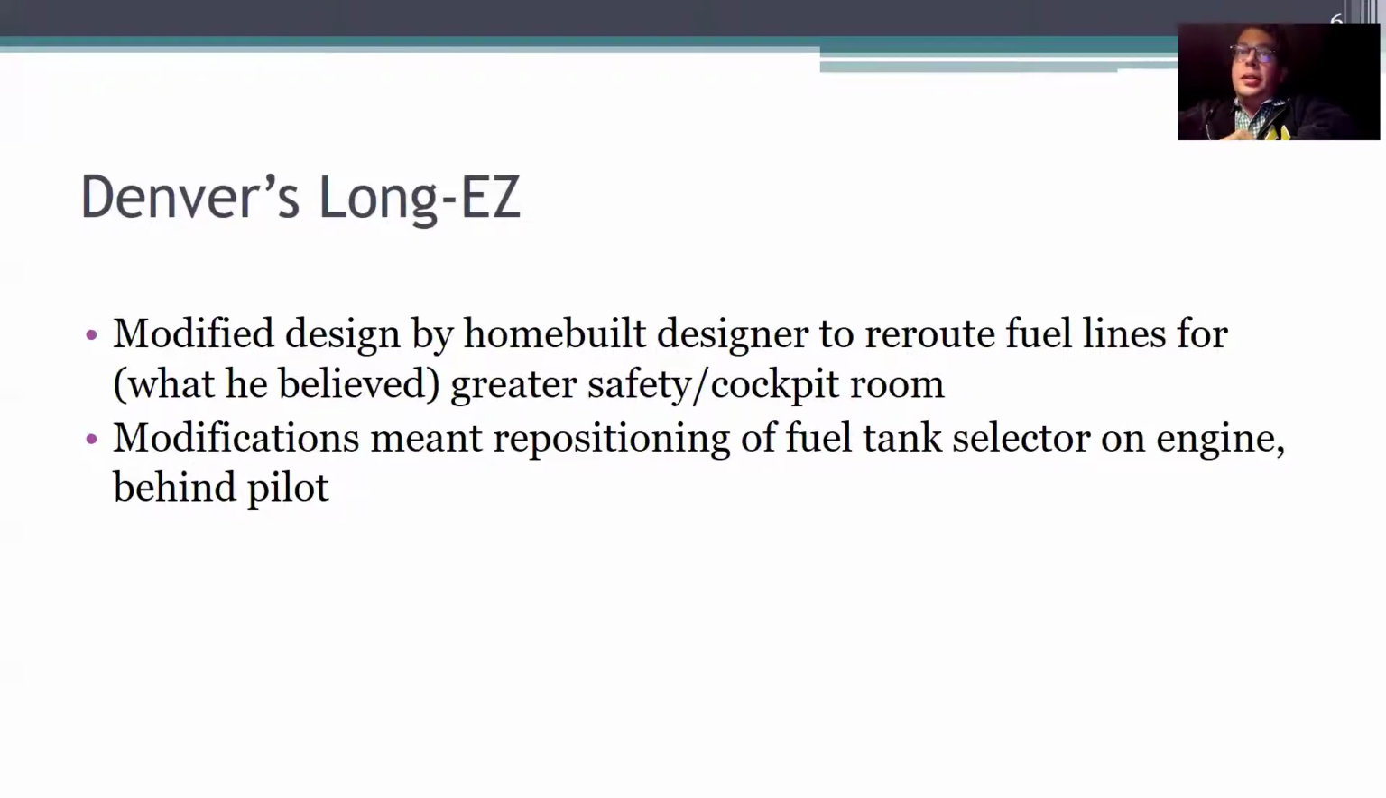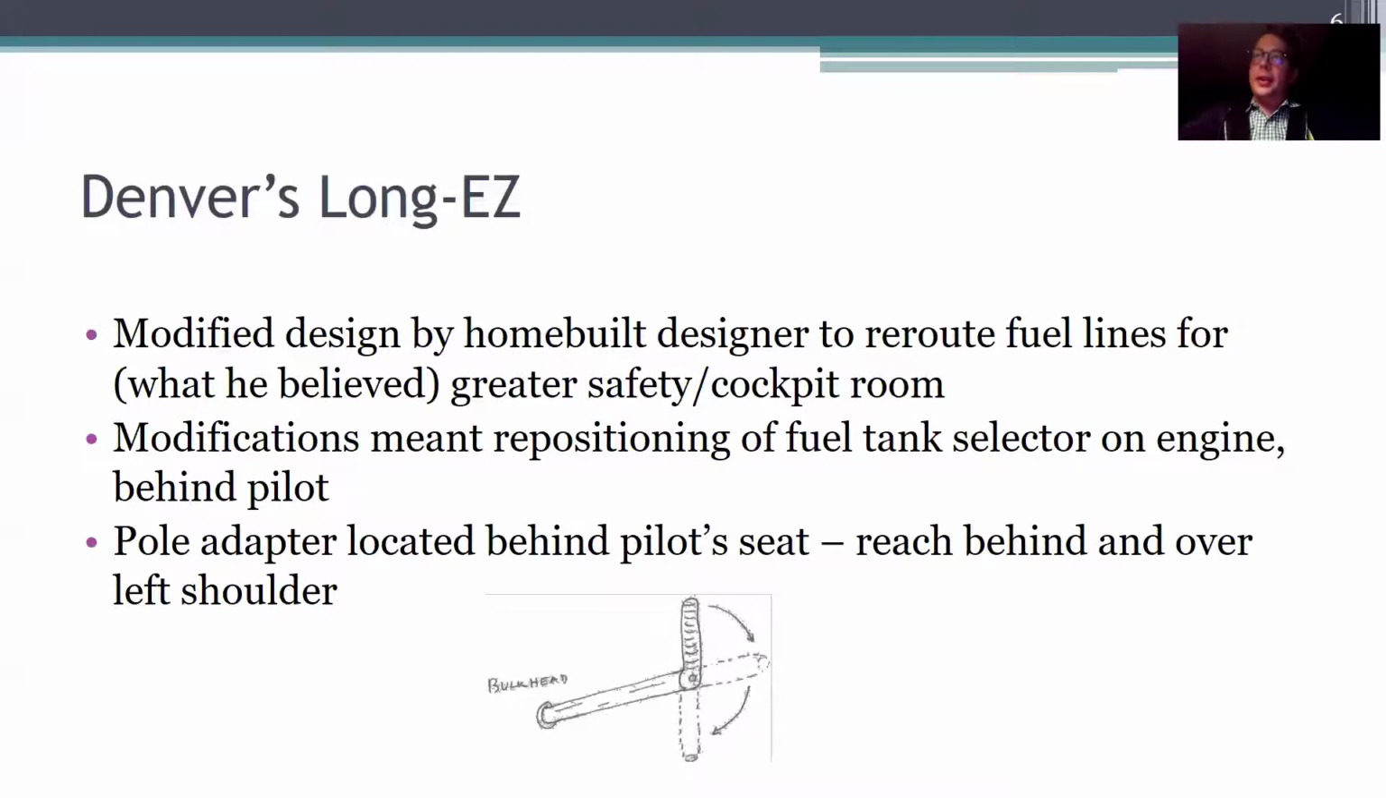And so now the fuel tank selector is in an awkward position behind the pilot. It's reachable, but in a somewhat awkward position. So a pole adapter was built so that I can reach around here and turn that valve to change which tank I'm drawing from as I'm flying here, or as John Denver is flying. So it's over and behind my left shoulder that this pole exists. So I reach here and I can turn it. Okay.